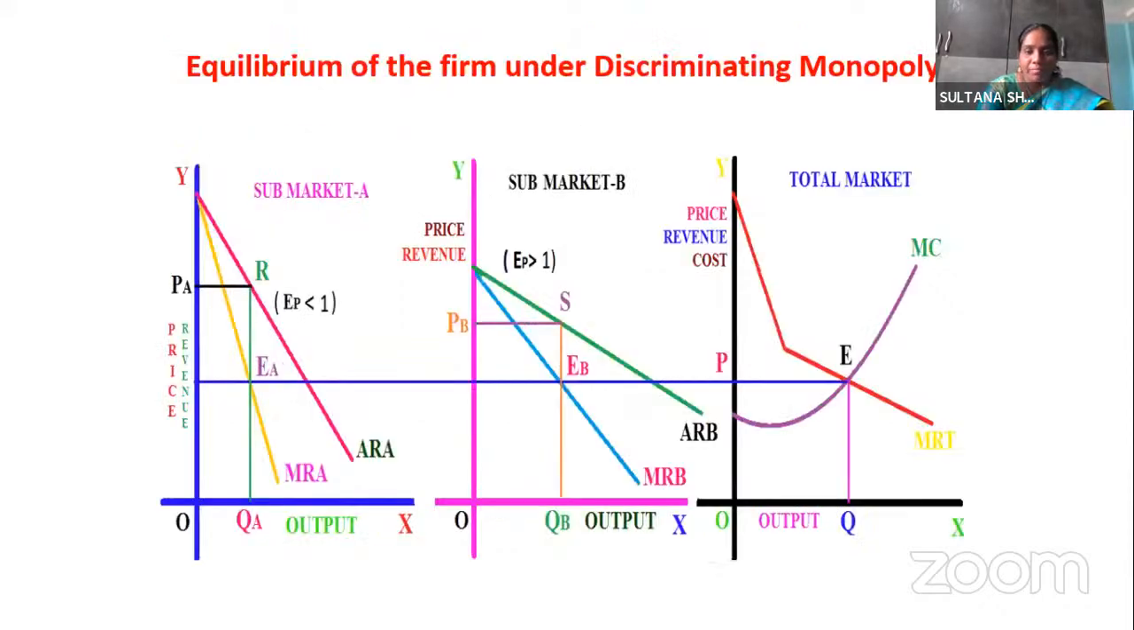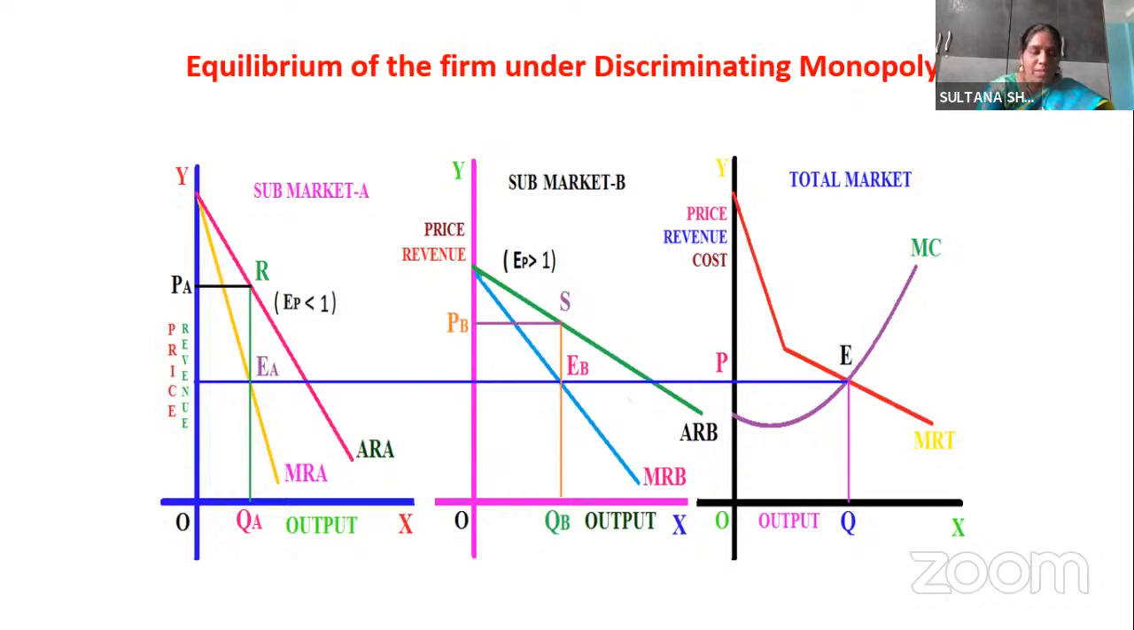In this one, you can see the equilibrium of the firm under a discriminating monopoly. What is the first condition? The market should be subdivided. Another condition is that price will be fixed based on elasticity: in one market elasticity is more, in the other market elasticity is less. The third condition is that in the total market, marginal cost and marginal revenue should be equal.